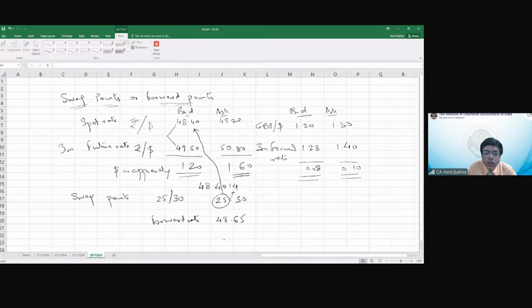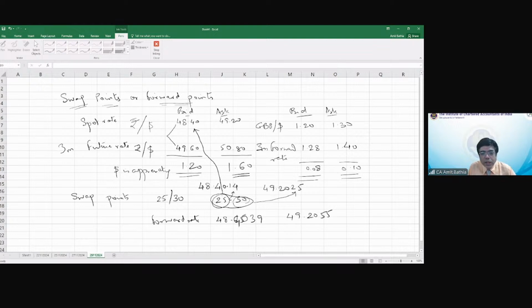This 25 and 14, so it will become 48.4039 in that case, right? Similarly, if you have 49.2025, for example, then these 30 points will be added into the decimals over here, which will become 49.2055. So you need to remember that swap points are always added in the decimal part of it, right?